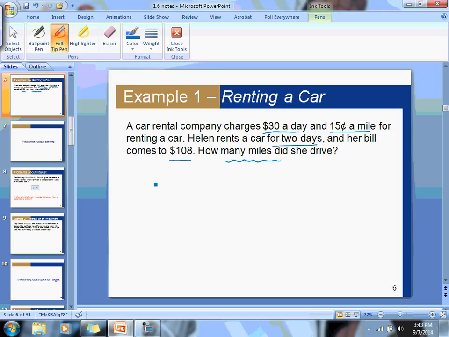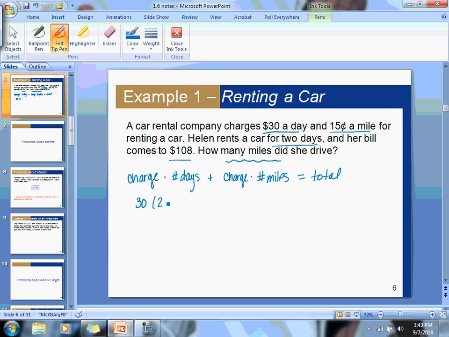So we would take the charge per day, and you could write this out in words if you wanted to. You could take how much they charge per day times the number of days, and then you would take the charge for the miles times the number of miles, and those would be your two quantities that you would add up to get your total that they charged you overall. So we know that they charged $30 per day.